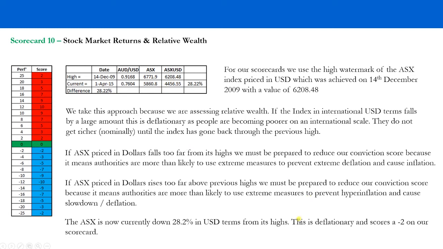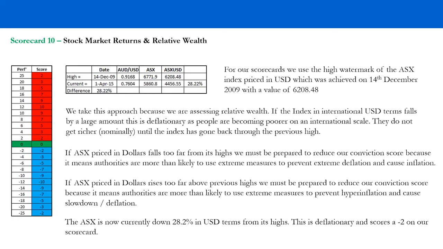And we take this approach because what we're doing is assessing relative wealth. So if the index in international US dollar terms falls by a large amount, this is deflationary because people in Australia are actually becoming poorer on an international scale. And they don't get richer nominally until the index has gone back through the previous high. So they don't get richer versus the rest of the world until it's gone through the previous high.